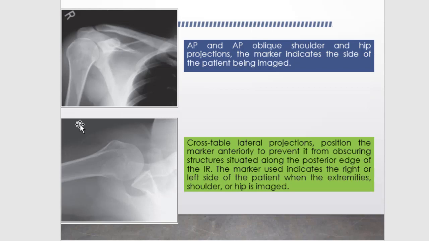Okay. This indicates the right or the left side of the patient when the extremity, shoulder or hip is being imaged. The tendency to cut off here is very high. See the soft tissue? Can you see the soft tissue here?